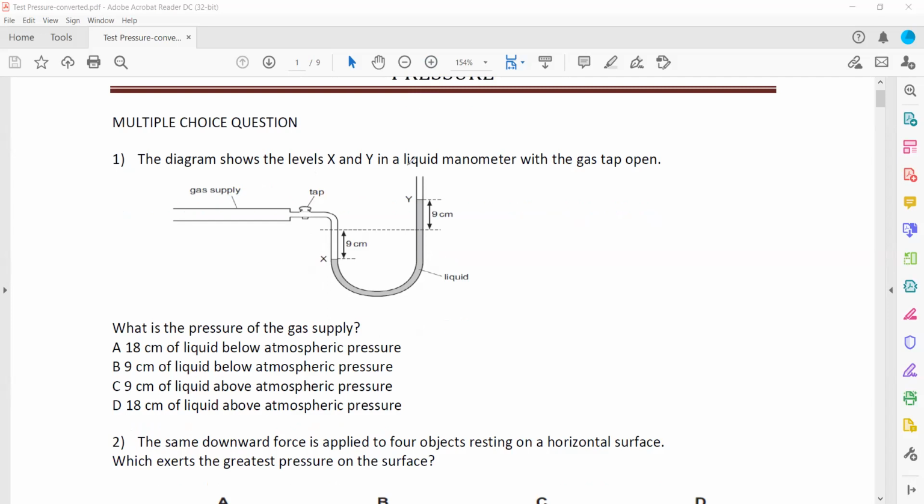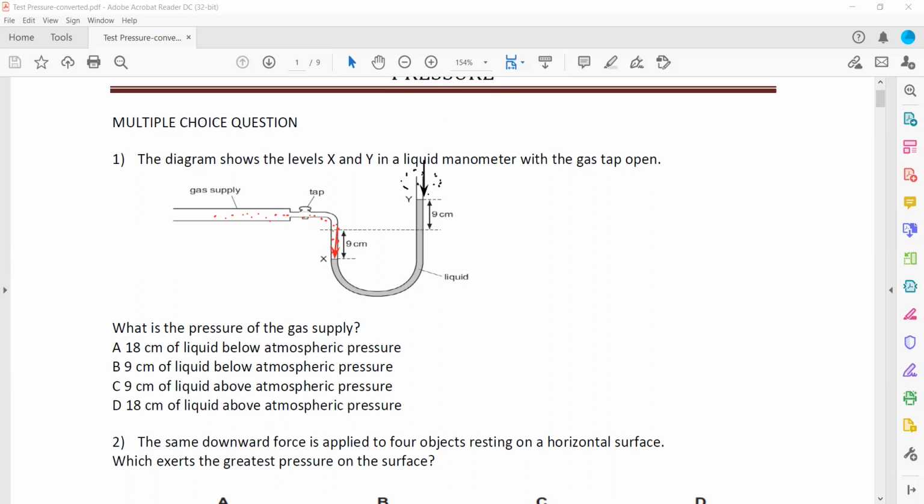The diagram shows the level X and Y in a liquid manometer, or a U-shaped manometer, with a gas tap open. So the gas tap is open, which means there's a gas supply. It is open, so gas can push this downward, and the other side is open to the atmosphere. So the other side, being open to the atmosphere, is pushing from the right hand side.